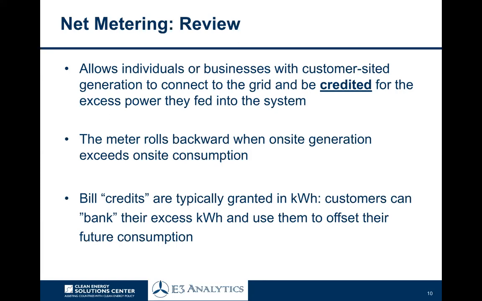Bill credits under net metering are typically granted in kilowatt hours. Customers can bank, so to speak, their excess kilowatt hours and use them to offset their future consumption. So if you're on vacation for the month of July and your solar system is producing fully during that month, you will have significant net excess generation. You can use that net excess generation and, in most cases, carry it over to offset future consumption in future months. But essentially, by banking your net excess generation in kilowatt hour terms.